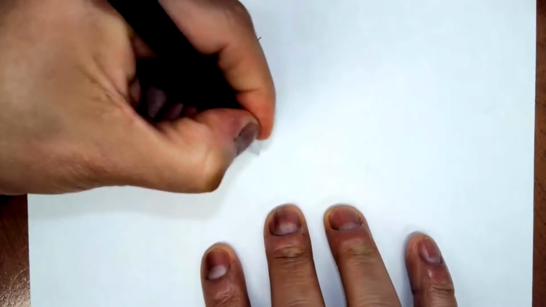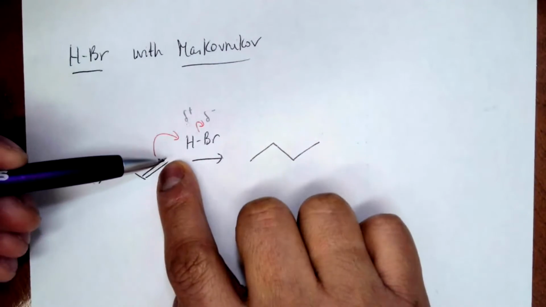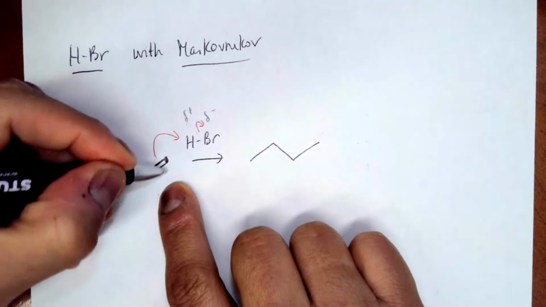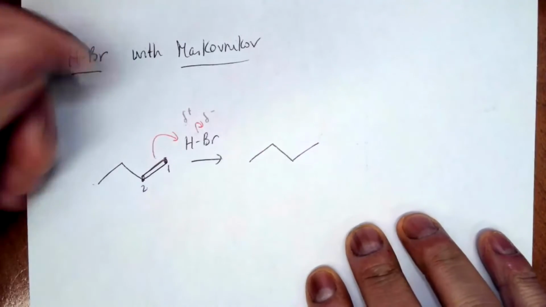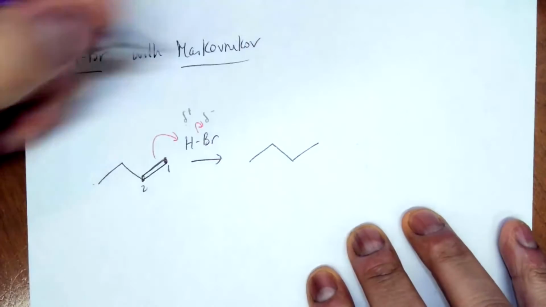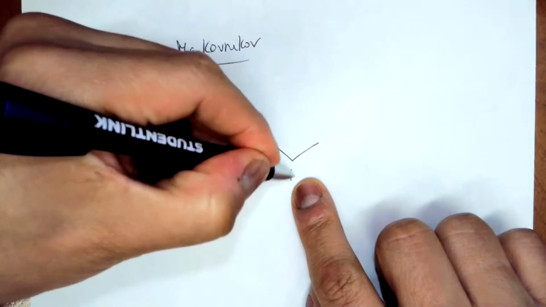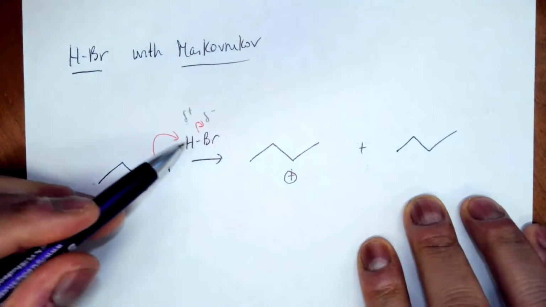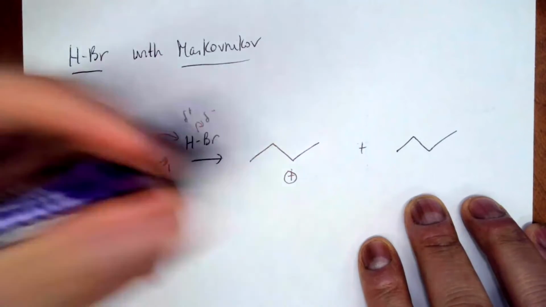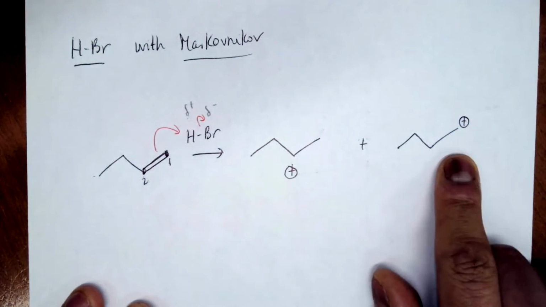Now you have 2 options. The H can go here on carbon number 1, or it could go on carbon number 2. Let's put it on carbon number 1. That means the carbocation will be on carbon number 2. If you do the other way, the hydrogen goes to carbon number 2 and the carbocation will be on carbon number 1. Those are the 2 carbocations that you are producing.